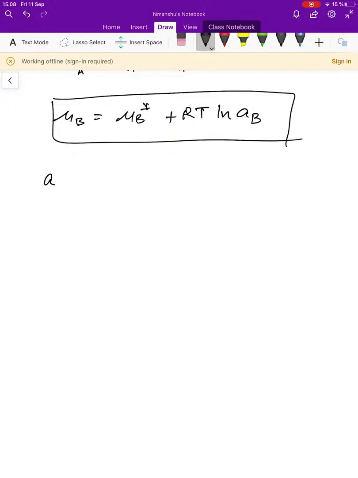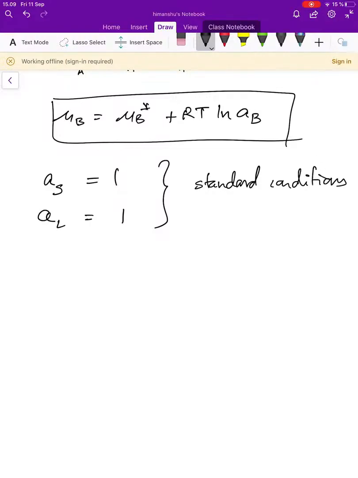So for the activity, there's a certain standard state. The activity of a pure solid is always equal to 1. The activity of a pure liquid is also equal to 1. These are under standard conditions. For a solute, the standard condition is 1 mole per liter or 1 mole per decimeter cubed.